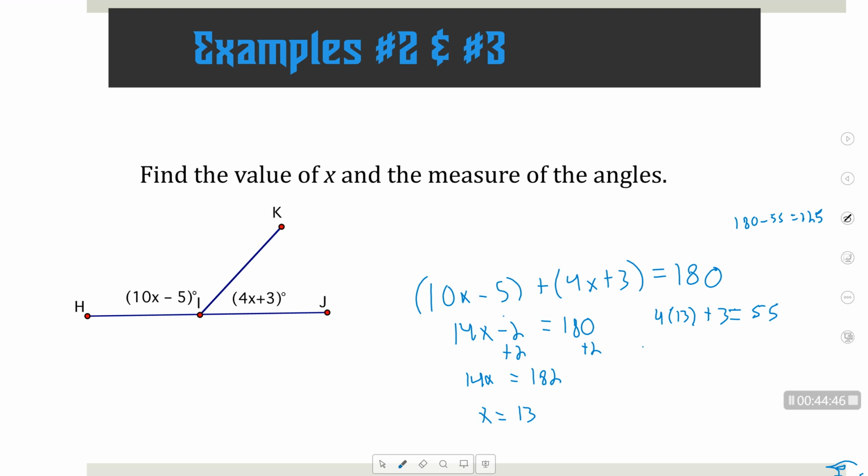Then I plug in x for 4x plus 3, and I ended up getting 55. And then to get the other angle, since they add up to 180, you can subtract 55 from 180 and get 125. Perfect. You could have also plugged 13 into the other angle, but you'll get the same answer. Excellent. Let's give it up for Ryan, please. Thank you, Ryan. Okay, I have another problem for you.